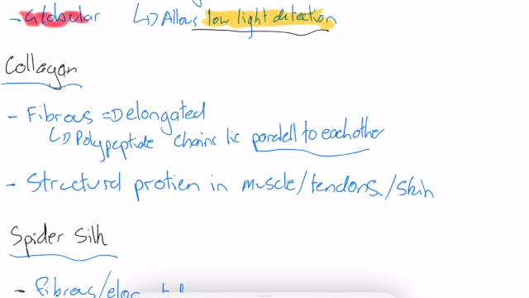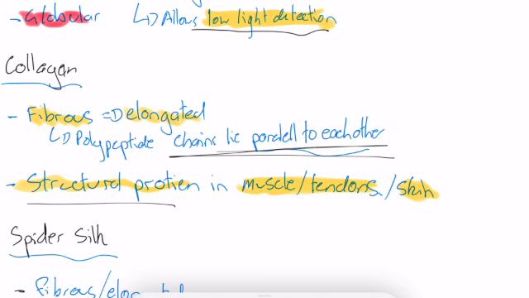Moving on, we have collagen next up. Collagen is very commonly known as that structural protein seen commonly amongst the media and whatnot for skin, but it's also in your muscles and tendons as well, allowing that structure. Now, collagen is fibrous, and I'll talk about that later, but it means it's effectively elongated with the polypeptide chains parallel to each other compared to that more spherical globular.